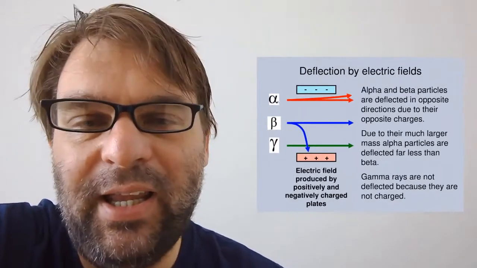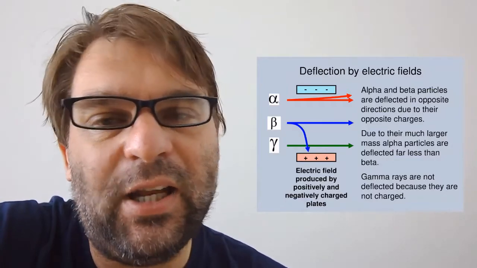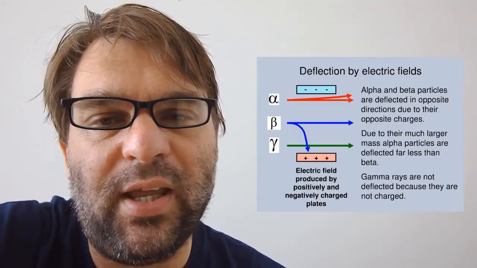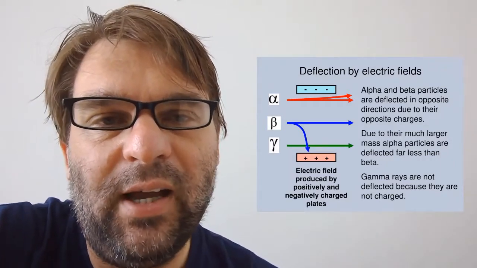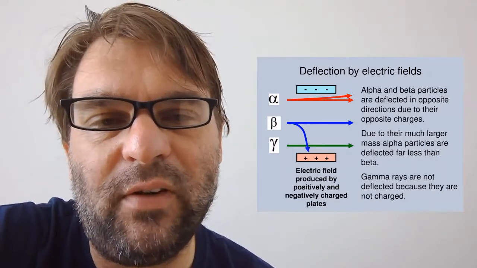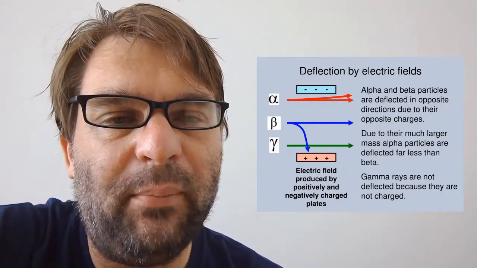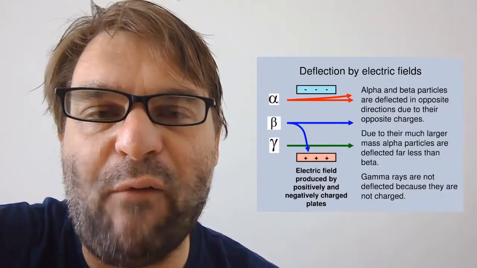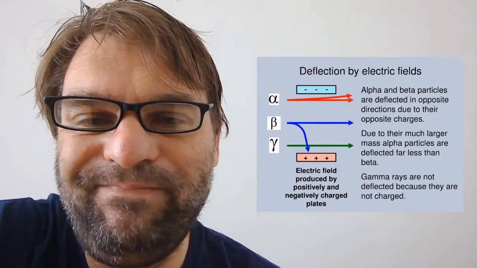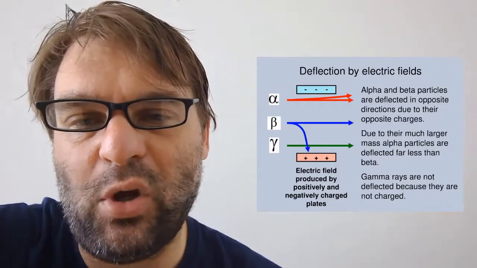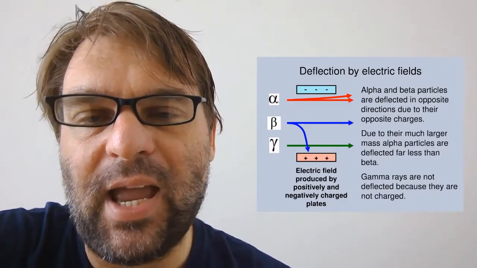And then finally we have deflection in electric fields. Again, alpha and beta particles are deflected in opposite directions due to their different charges. Alpha particles get attracted to the negative part of an electric field, and betas get attracted to the positive part. Again, due to the mass difference, alpha particles are not deflected as much as beta particles. And gamma rays just go straight through because they have no electrical charge. Those are the properties of alpha, beta, and gamma radiation.